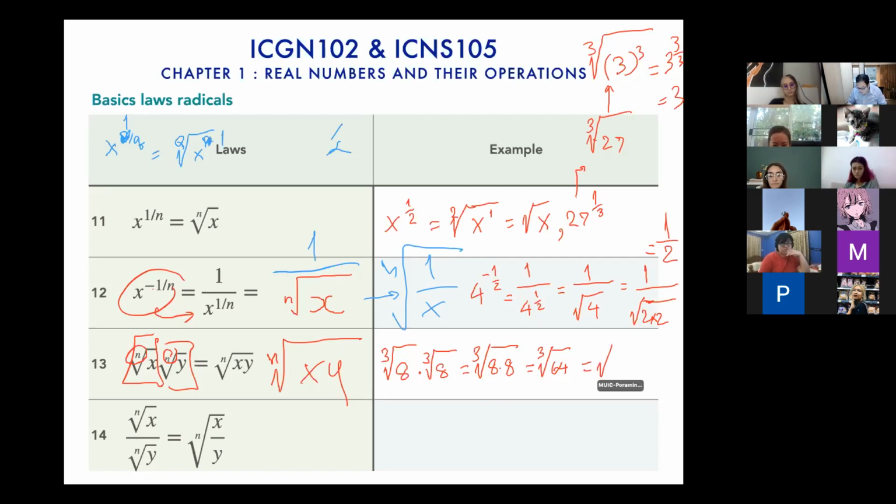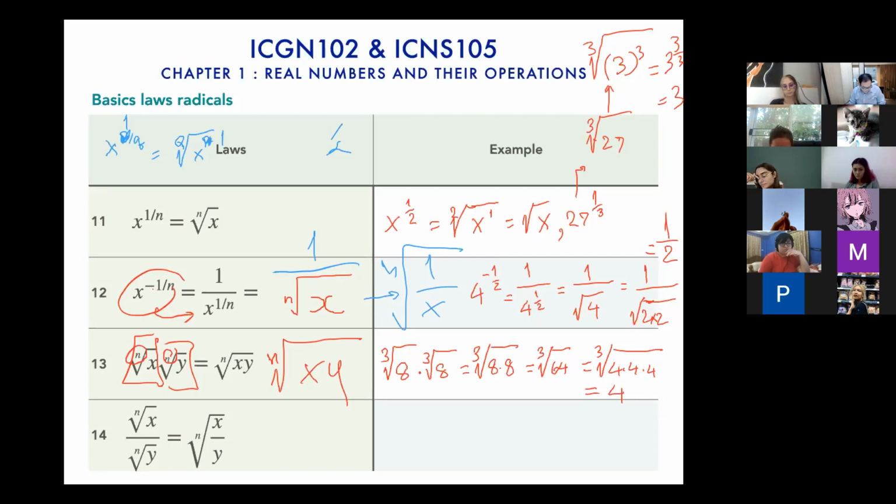Equals to cube root of 4 times 4 times 4 equals to 4. This is the example of radicals with the same index: when you multiply them together, it is equivalent to the radical of those two numbers multiplied together.